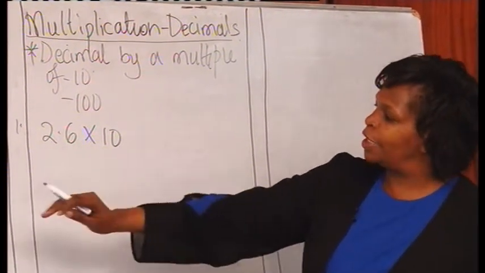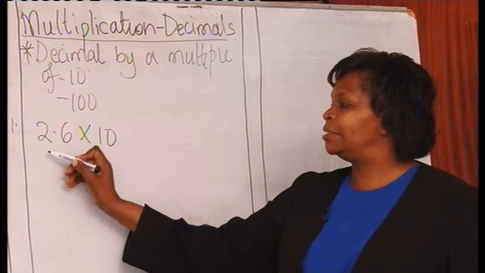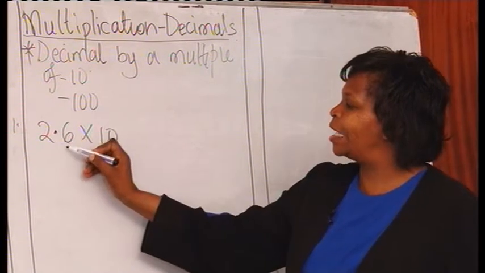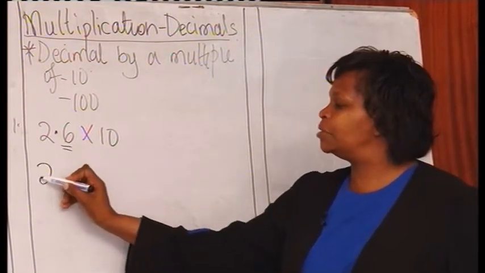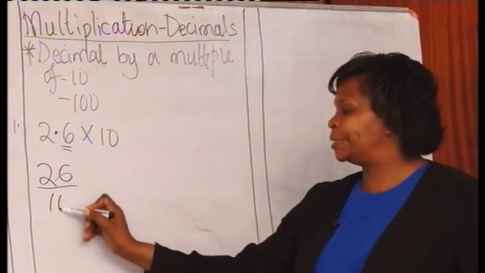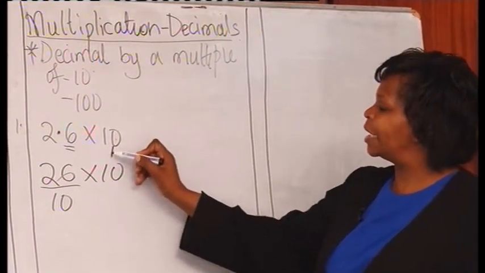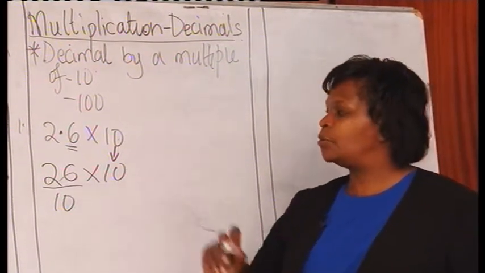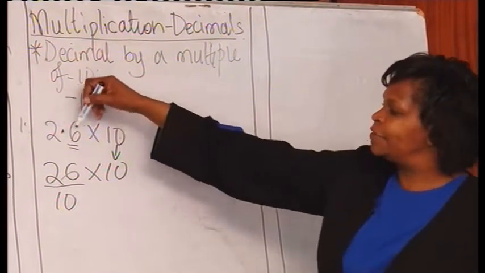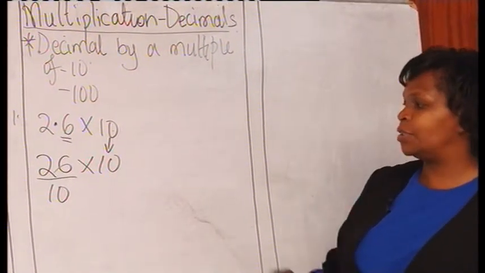What we learned in class 5 is that first make this number a fraction. How do you make it a fraction? By remembering that if it has one decimal place, the number after making it as a whole number will be over 10. Then you can now multiply it by your 10. This 10 here is just to rename the fraction. But remember that 2.6 is the same as 26 over 10.